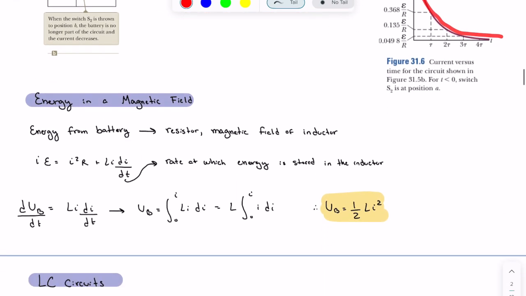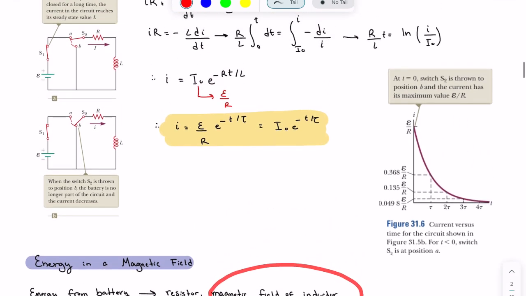The last thing I want to talk about in this video is energy in a magnetic field, just because we're going to be using this equation in the next video when we talk about LC circuits. So the energy from the battery goes to two places. It goes to the resistor, but it also goes to the magnetic field of the inductor. So it goes here and it goes here.